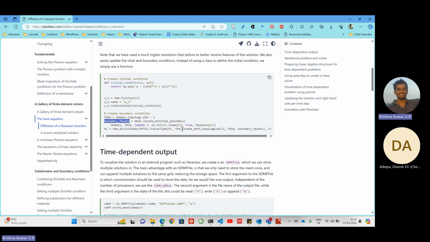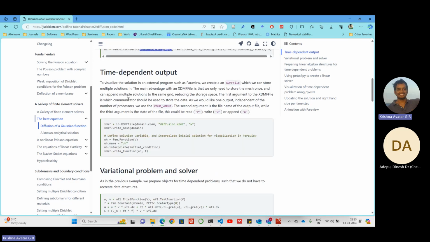Then we are using this function locate degrees of freedom. Then we are able to determine which degrees of freedom in that global matrix that particular facet will have. So this is what we do. We are able to locate that. Once that is done, we are able to provide the value of 0. So that is the general step here.